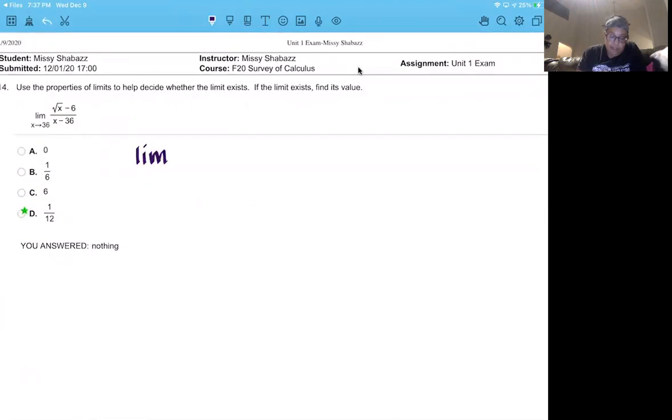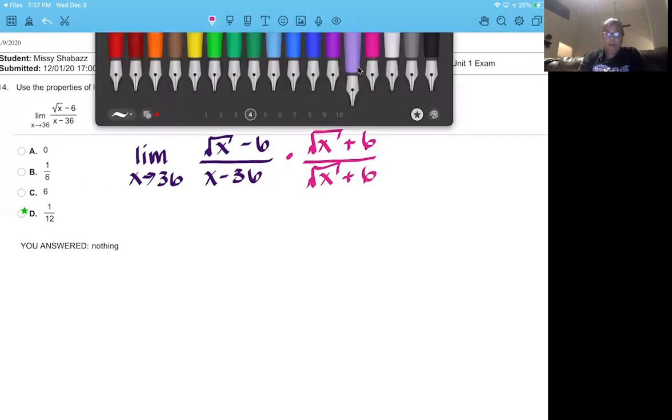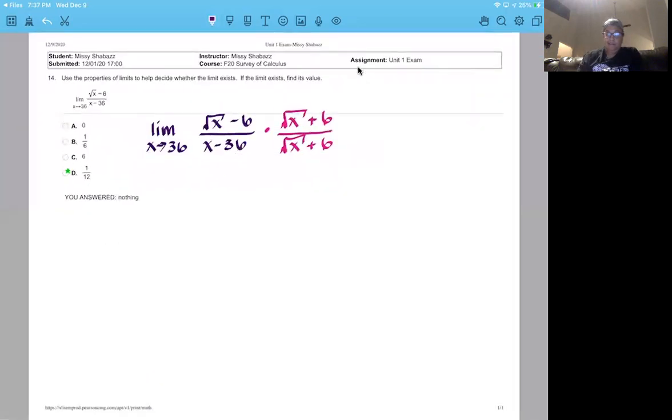I have the limit as x goes to 36 of the square root of x minus 6 over x minus 36. So the conjugate of the numerator is the square root of x plus 6. Remember, I have to multiply the top and the bottom by the same thing. I'm going to FOIL out the numerator, but I will not FOIL out the denominator. Maybe I move this down here.